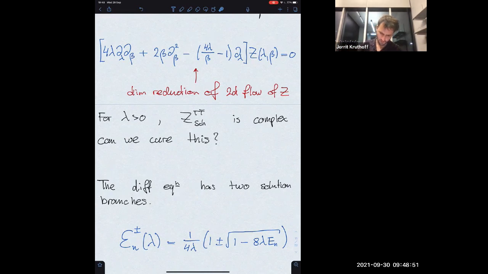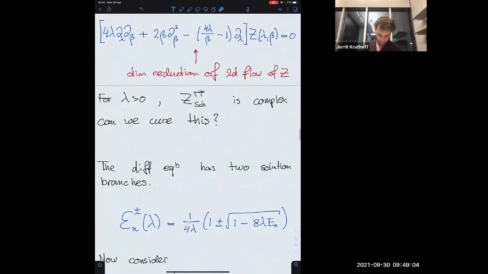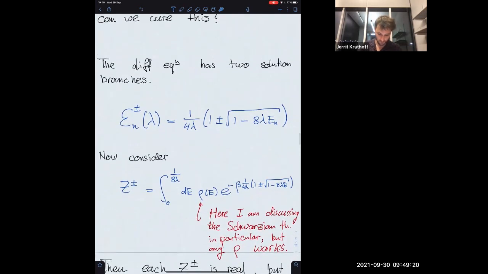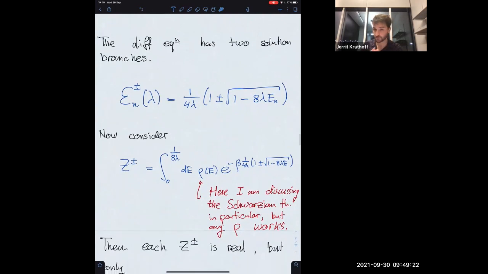First of all, what you find is that there are actually two different spectra that are consistent with this flow equation, namely, you can have either sign for the square root. Of course, we already knew that also from the 2D TBar. So there are actually two different partition functions that you can consider that are still real.